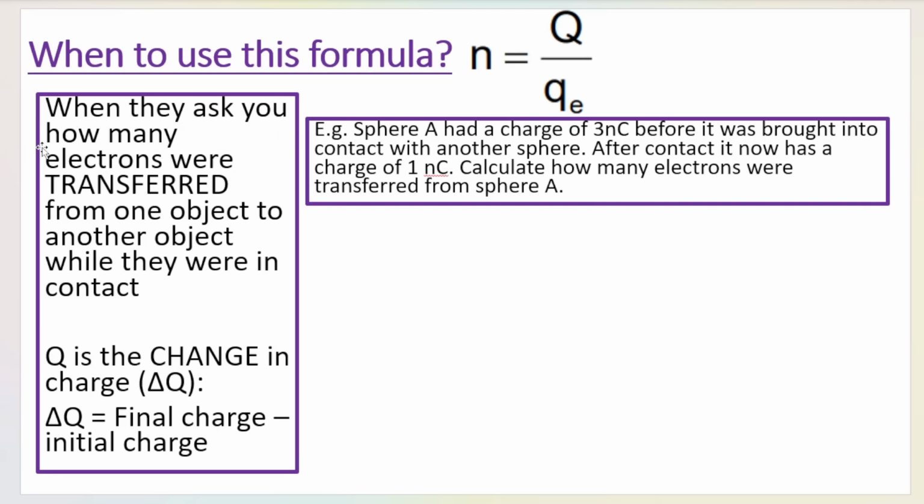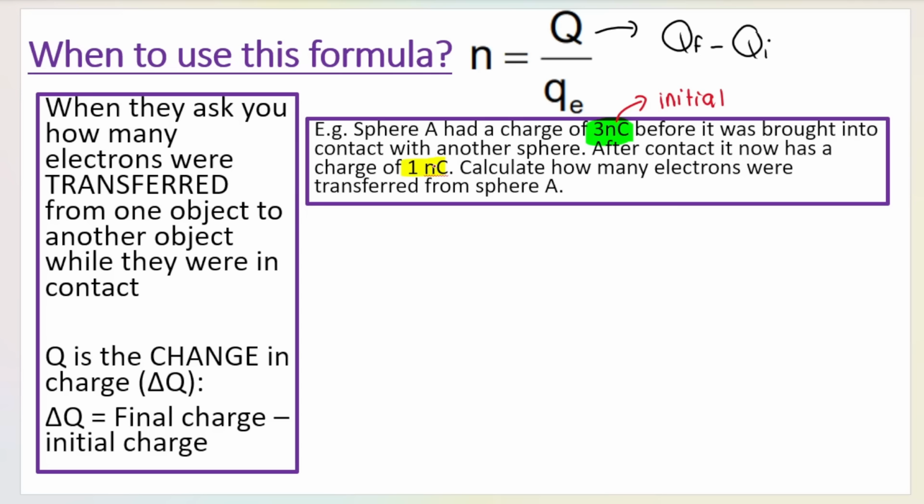Here's the second scenario in which we use this formula. So when they ask you how many electrons were transferred, or how many electrons moved from one object to the other, please remember in this case that Q is final minus initial. Now read this question carefully. Sphere A had a charge of 3 nanocoulombs before it was brought into contact with another sphere. So this 3 nanocoulombs is basically its initial charge. Initial means the starting charge, what you started with. Then, after contact with the other sphere, it now has a charge of 1 nanocoulomb.